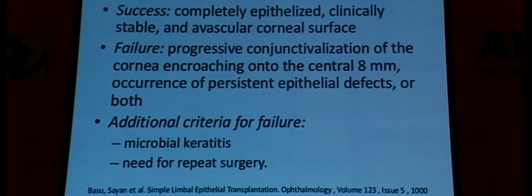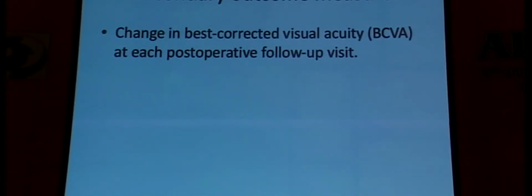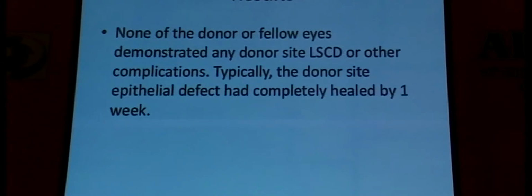We define success as a completely epithelialized, clinically stable and avascular corneal surface. A failure would be defined as progressive conjunctivalization of the cornea encroaching into the central 8 mm, basically recurrence of the LSCD. Additional criteria for failure would be a microbial keratitis affecting the SLET or a need for repeat SLET. The secondary outcome measure would be the BCVA, or the best corrected visual acuity.